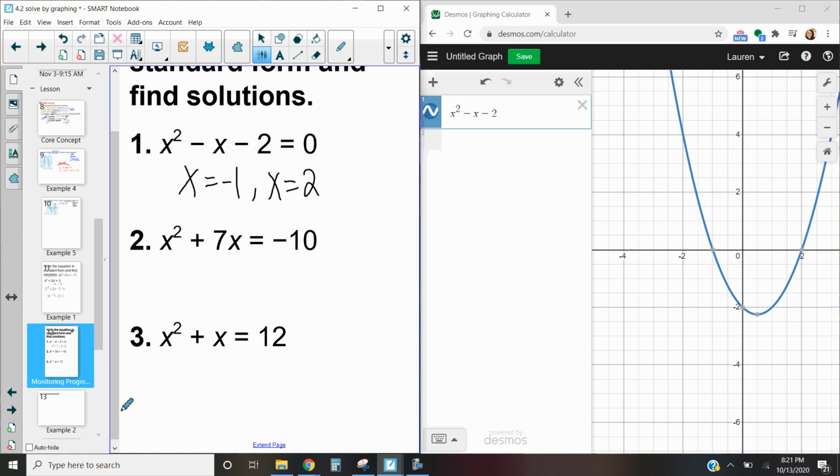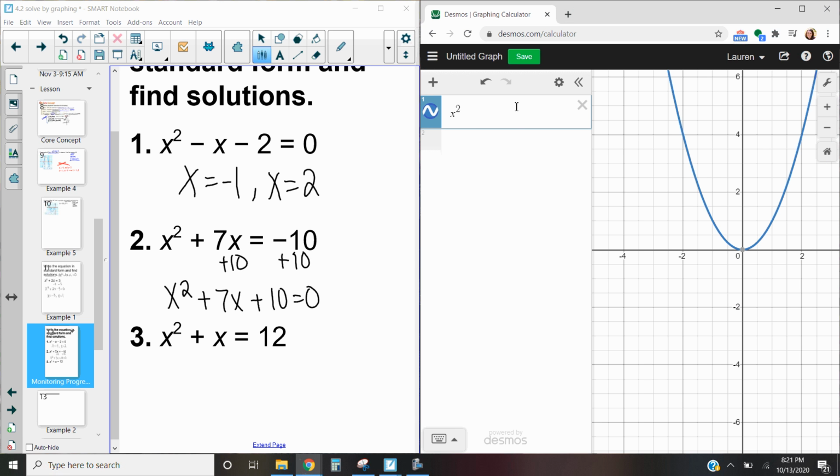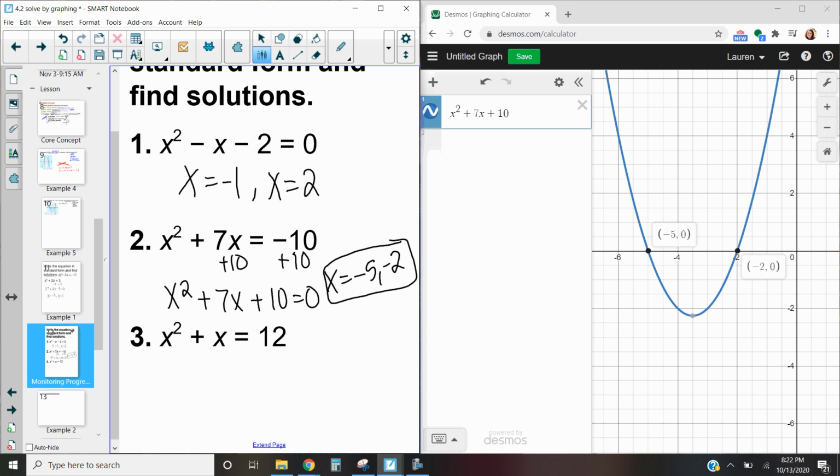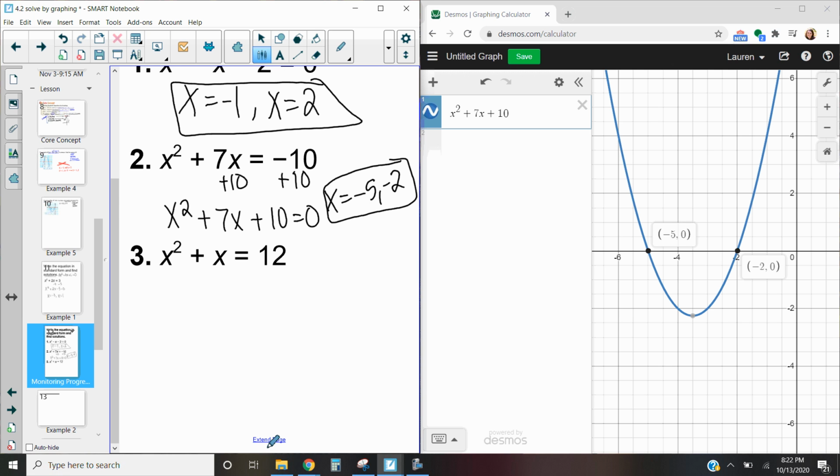Now let's look at number 2. Is this in standard form? No. So I've got to change it into standard form by adding 10 to both sides. And then I get x squared plus 7x plus 10 equals 0. Well, let's take a look at this one. What's this going to look like? X squared plus 7x plus 10. Oh, that one comes over here. And our solutions are x equals what? X equals negative 5 and x equals negative 2. Fantastic.